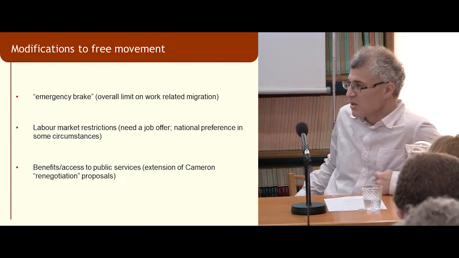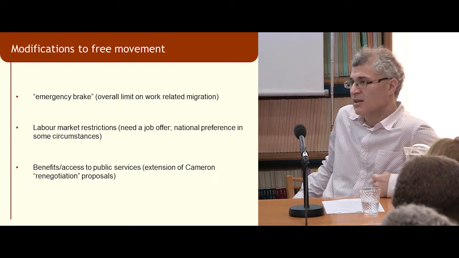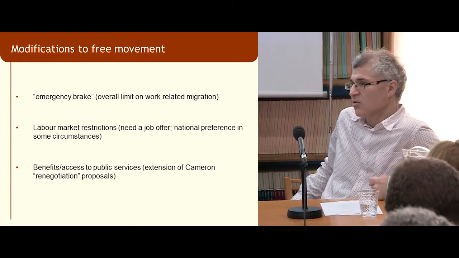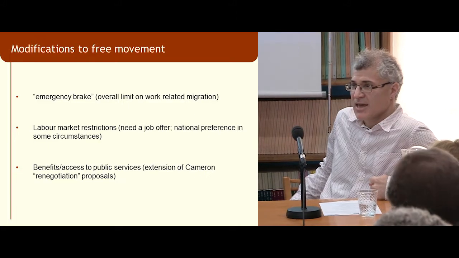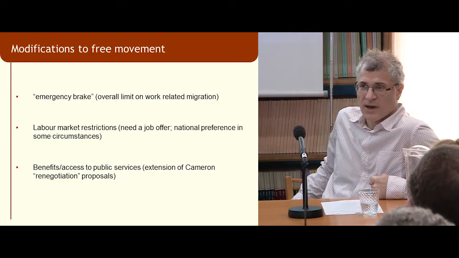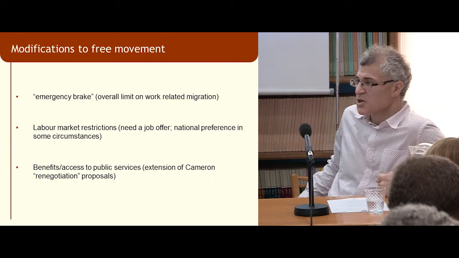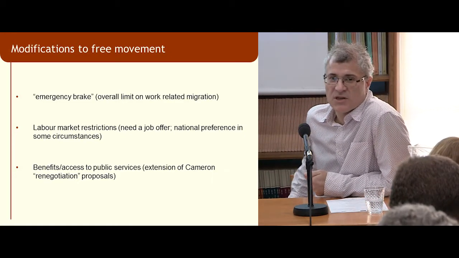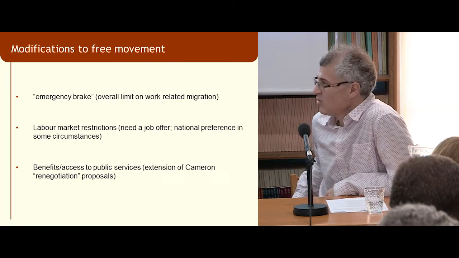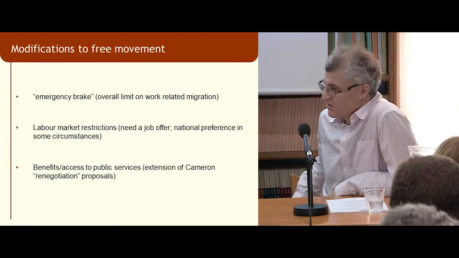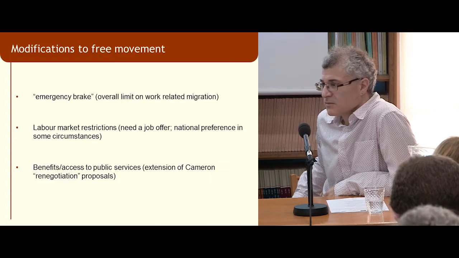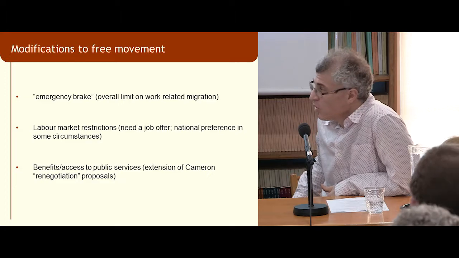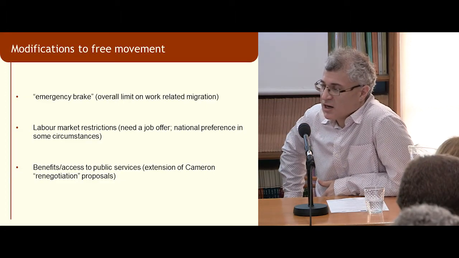Well, there are various elements that you could imagine being part of these types of arrangements. First of all, you could have something like the current EEA arrangements that apply, for example, to Norway, where there is an emergency brake, that is an overall limit on work-related migration that can be invoked in particular circumstances. The Norwegians have not in practice ever tried to invoke this, but it's at least a theoretical possibility. It was one of the things that the Prime Minister was at one point in his renegotiation looking for.